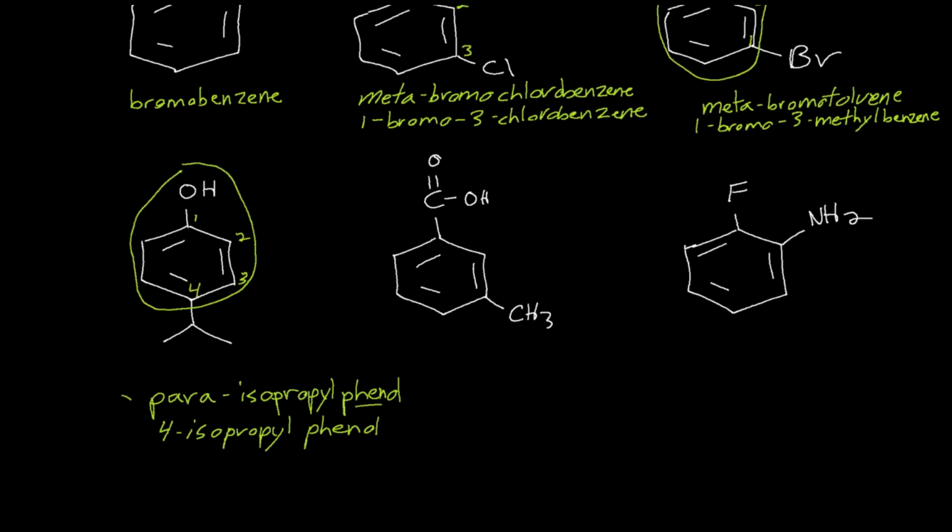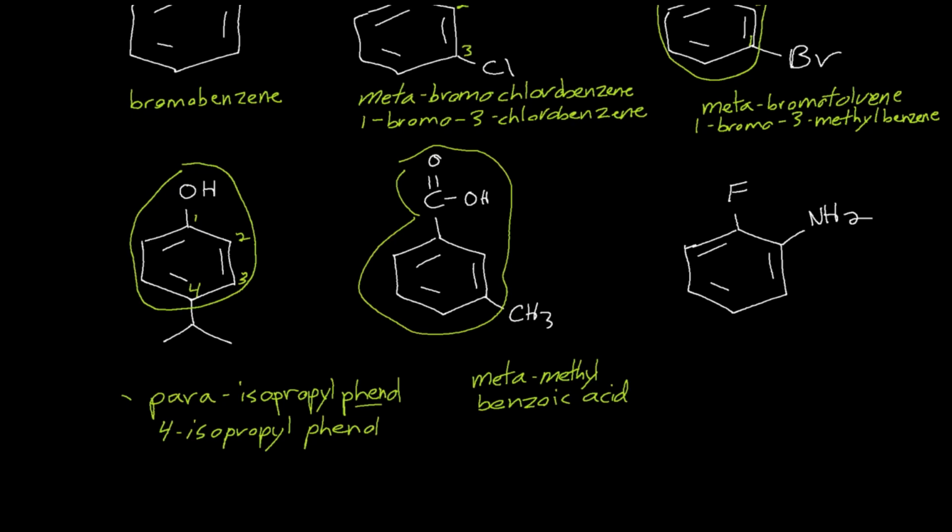This one would be meta-methyl benzoic acid. Continue down here. And you say, okay, well, this could be a toluene, but then what do you call this? So the benzoic acid really takes precedence also because of the atomic numbers being higher for oxygens. So this is a benzoic acid derivative. It's a methyl benzoic acid.